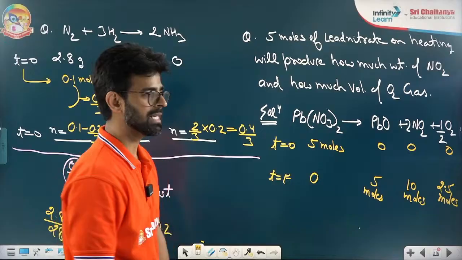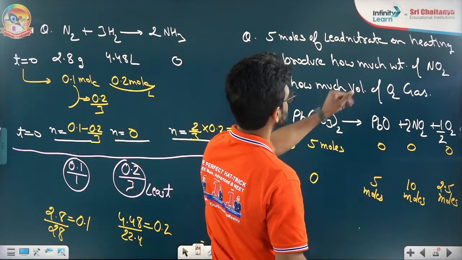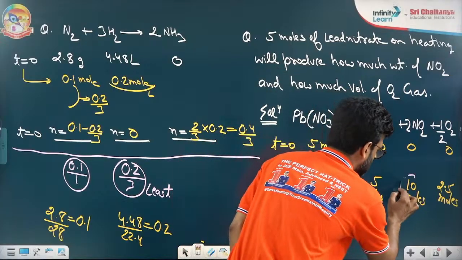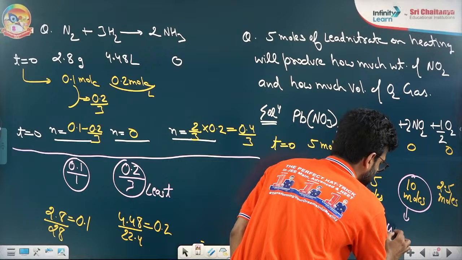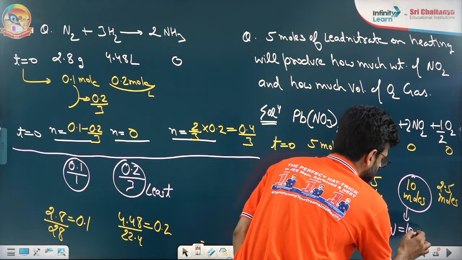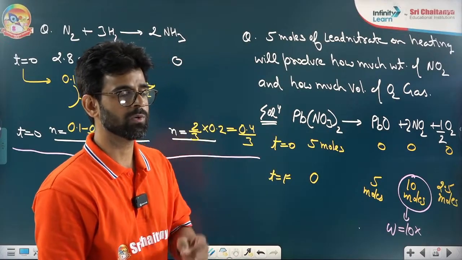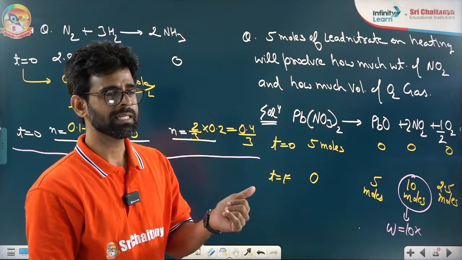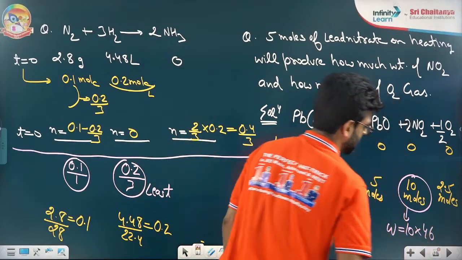Now in the question they're asking something else. They're saying find the weight of NO2. We know how to convert weight into moles, right? But how do we find the weight? Moles into what? Moles into molar mass. NO2 molar mass, how much? O2, how much? 32. 14. So how much is coming? 46. So from here into 46 I can write.